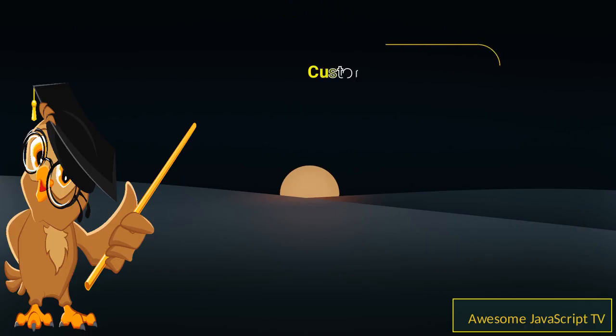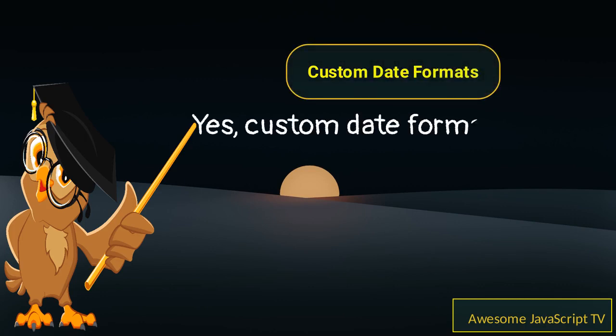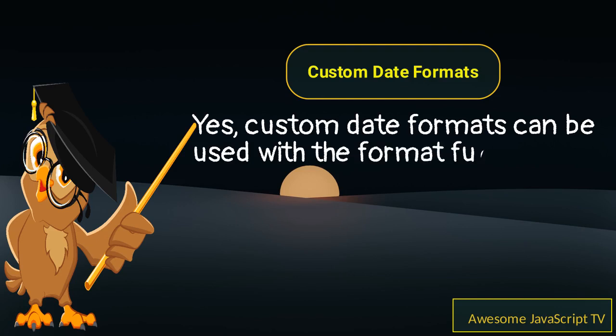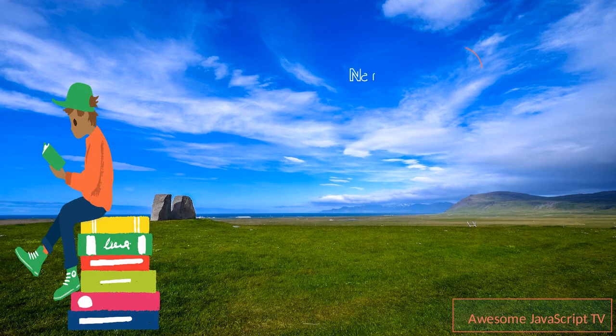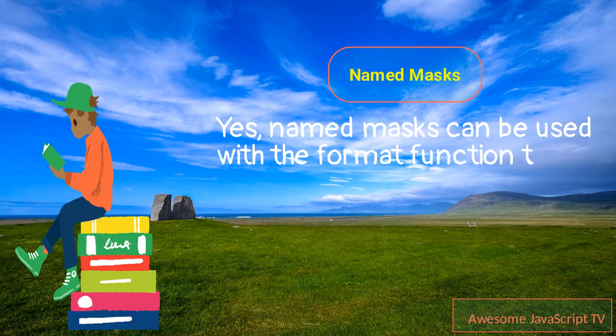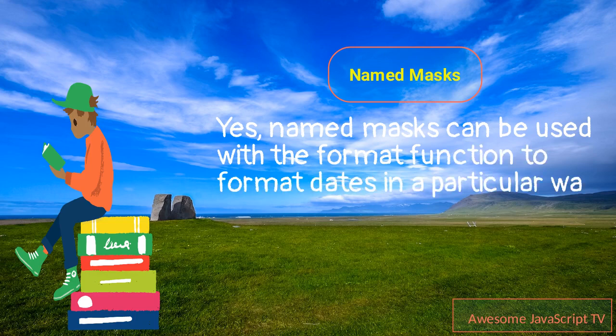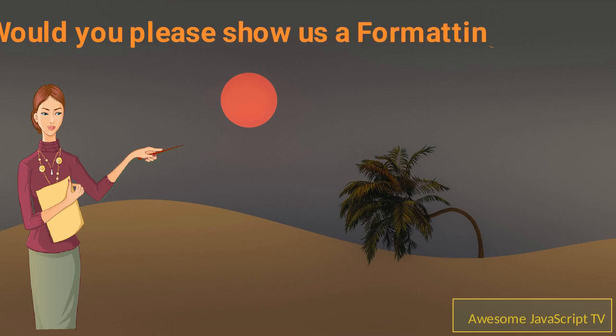Can custom date formats be used with the format function? Yes, custom date formats can be used with the format function by passing in a date object and a string format. Can named masks be used with the format function? Yes, named masks can be used with the format function to format dates in a particular way based on the desired mask. Would you please show us a formatting example?